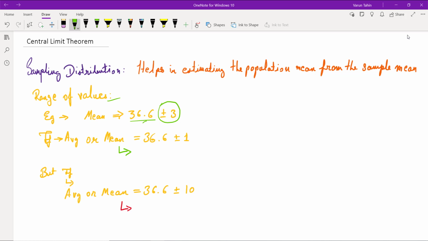Now if the average or mean is like 36.6 plus or minus 1, we can be sure that average can be 36.6. But if average or mean is 36.6 plus or minus 10, this correction is a huge value, and thus we are not sure that average is 36.6. So we need to have some mechanism of calculating this threshold, which is plus or minus x value, which is permissible, and if we consider this value, we can say that population mean lies in this range.